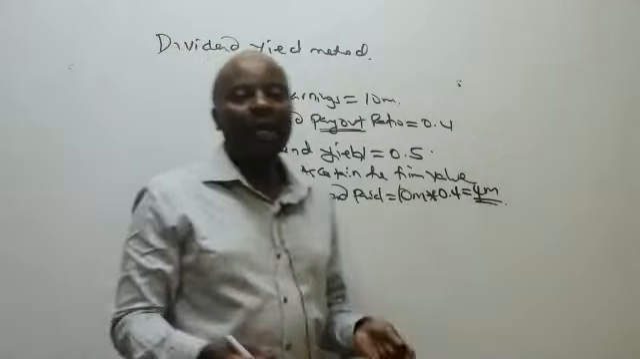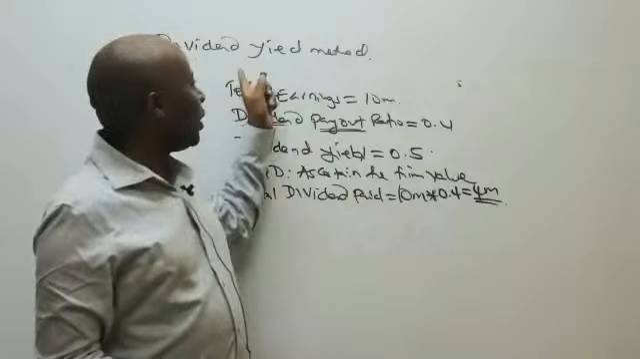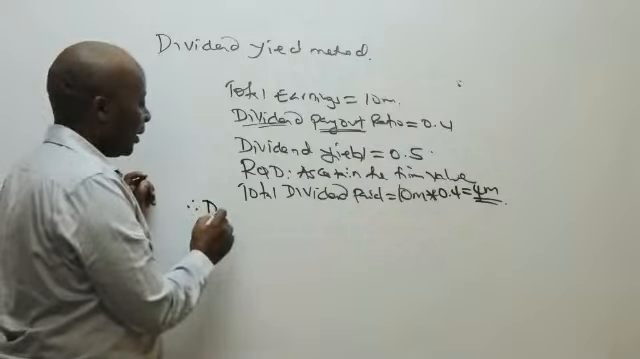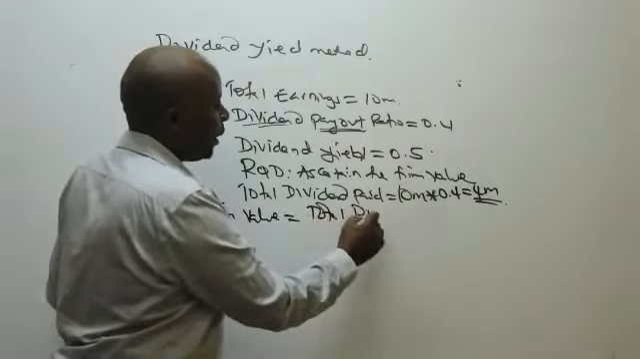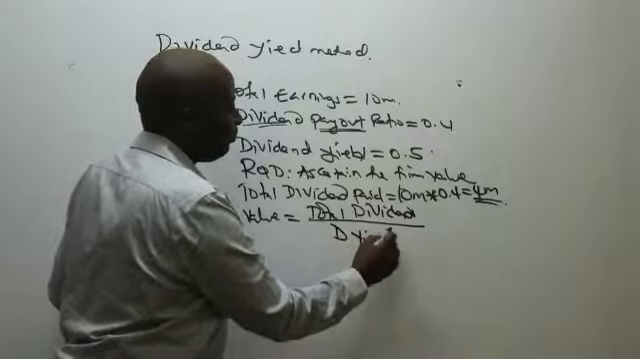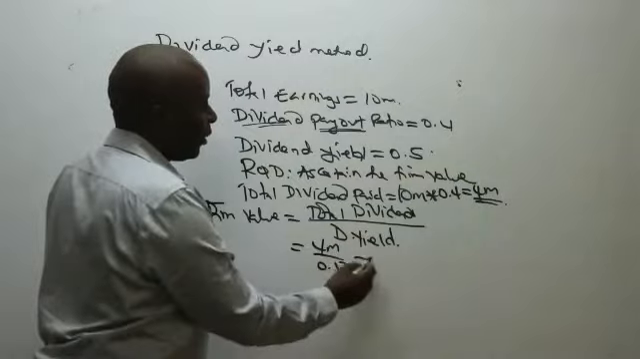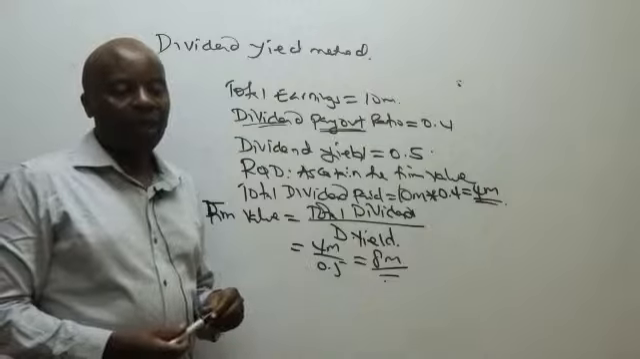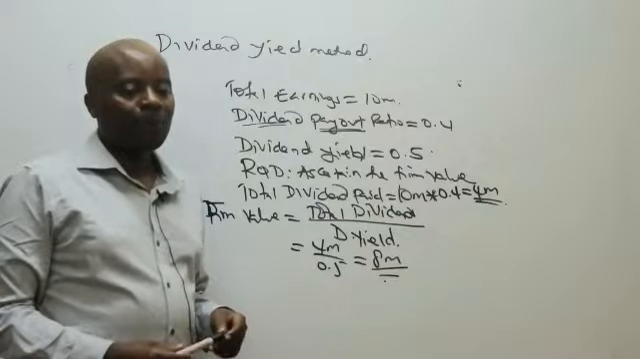Out of the total dividend paid, ladies and gentlemen, I'll be able to estimate the value of a farm using the dividend yield method. In this case, the farm value will be equal to the total dividends over the dividend yield, which will be 4 million over the dividend yield, which is 0.5, which will end up giving us how much? 8 million Kenya shillings. Is that all right? Is that okay?